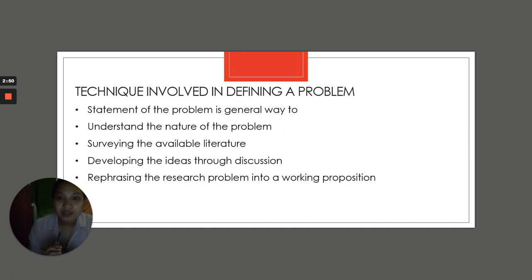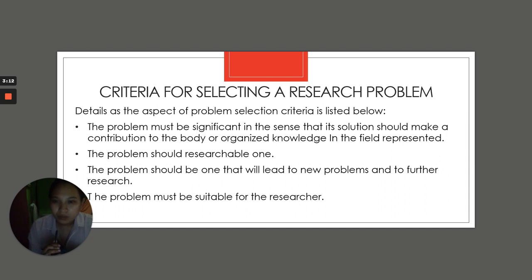So there are the techniques involved in defining the problem. Statement of the problem in a general way, understanding the nature of the problem, surveying the available literature, developing the ideas through discussion, and rephrasing the research problem into a working proposition. So, these are the techniques to define the problem.